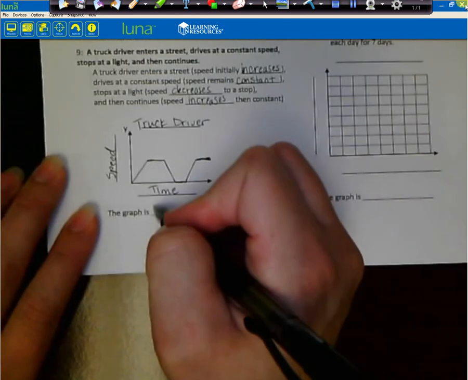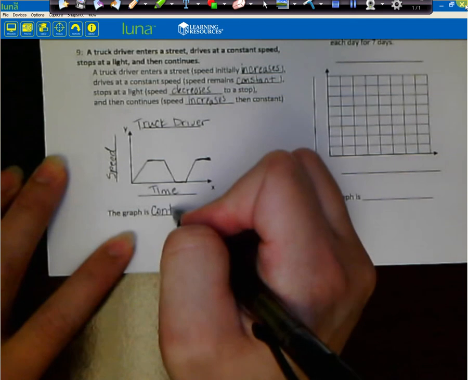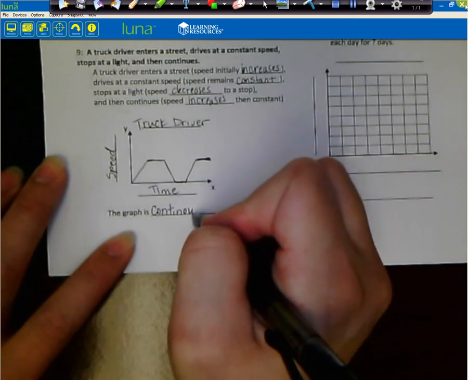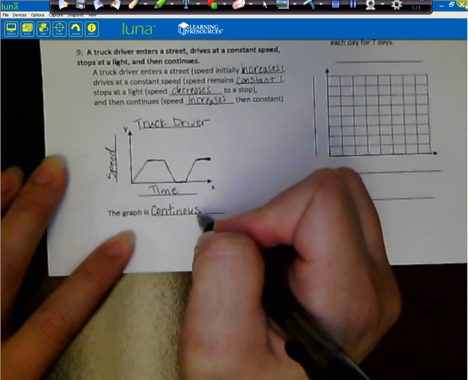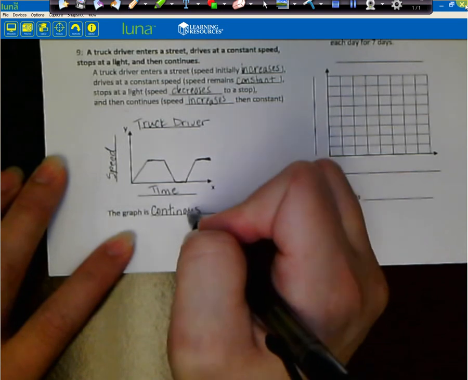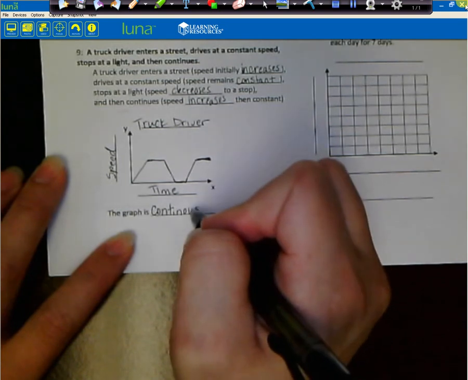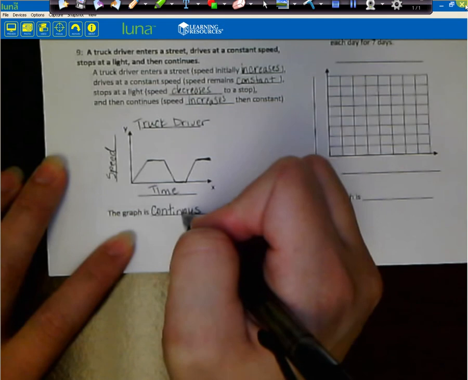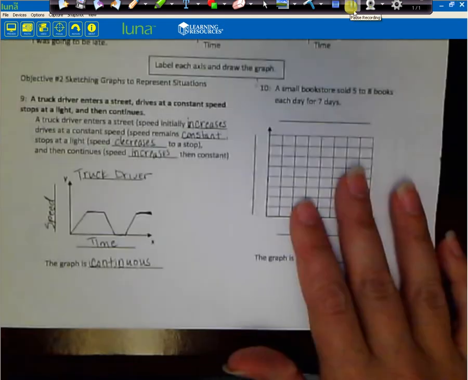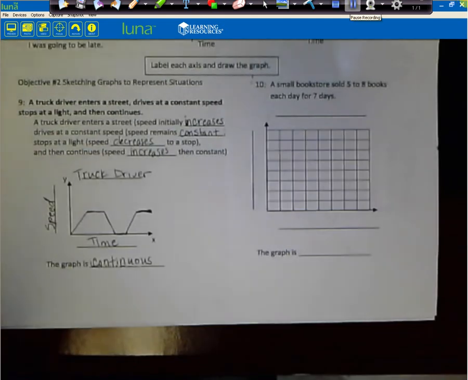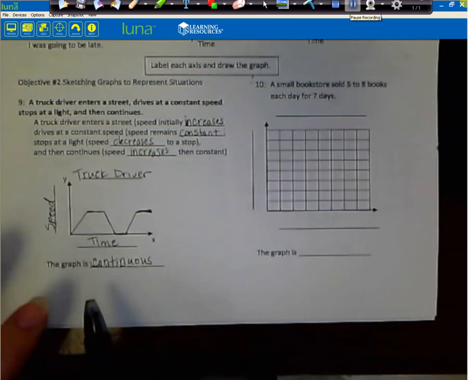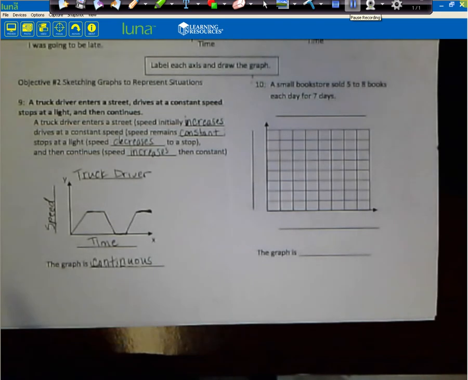So we're going to write here continuous. Okay, sorry about that error there. Make sure that you have continuous in here. I'm sorry, I had made an error in spelling it there. C-O-N-T-I-N-U-O-U-S.